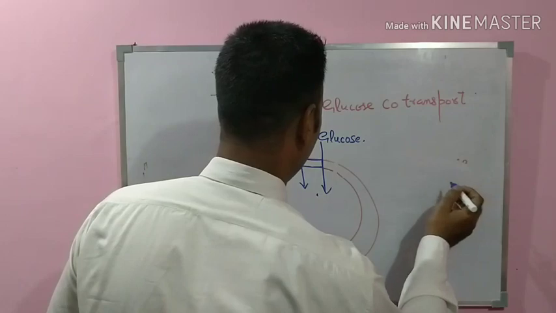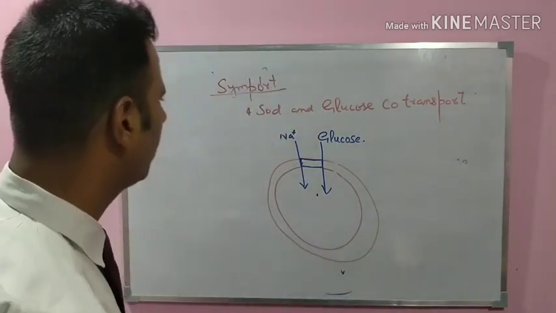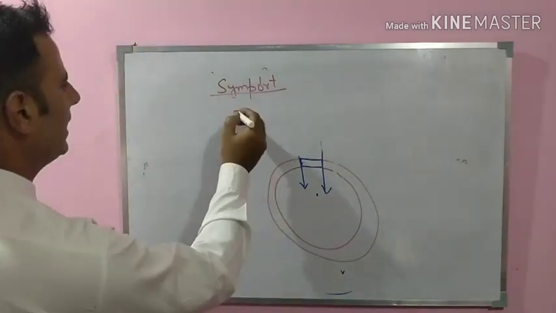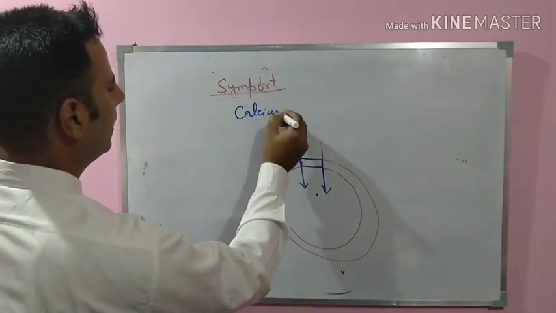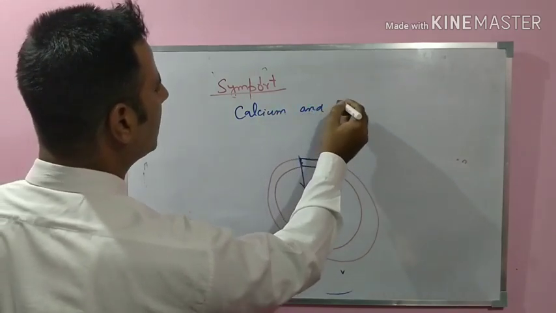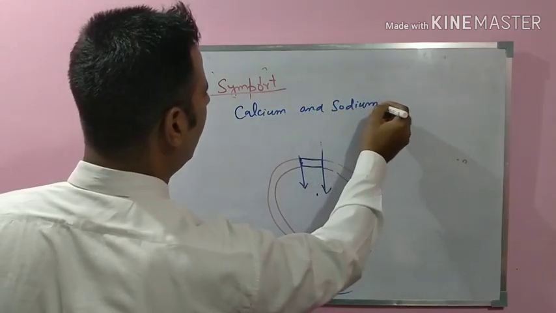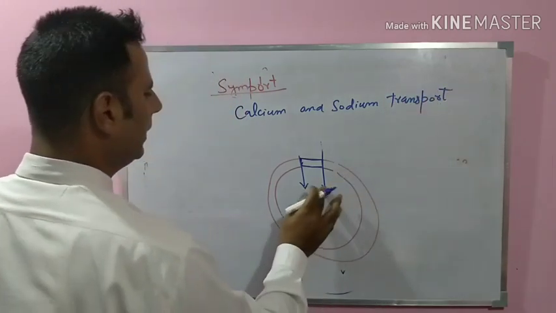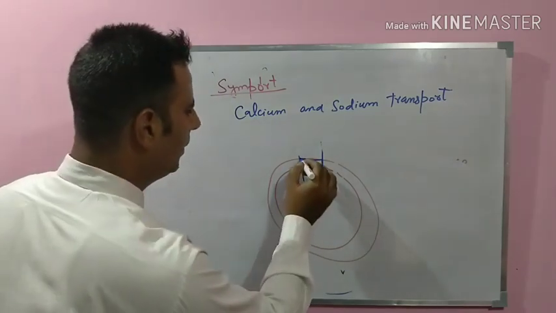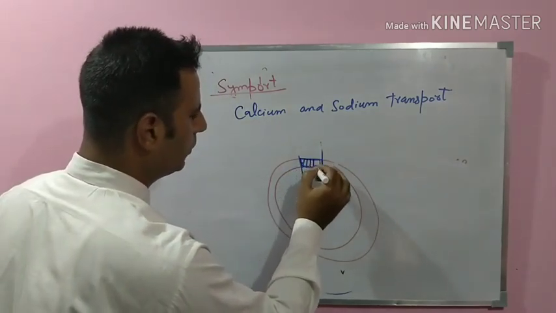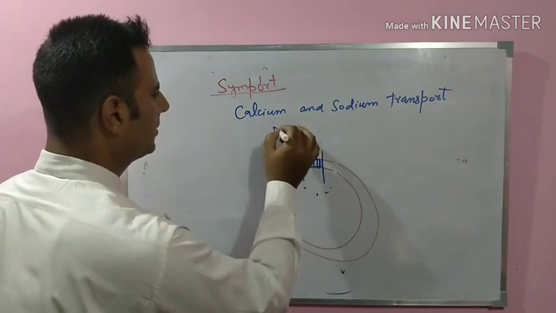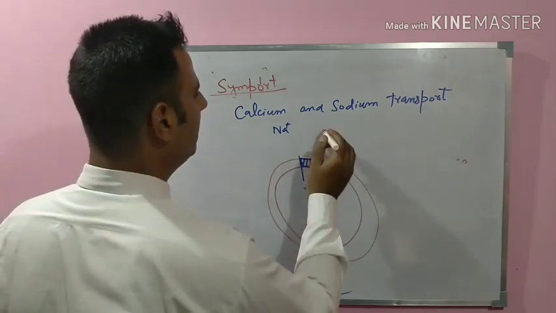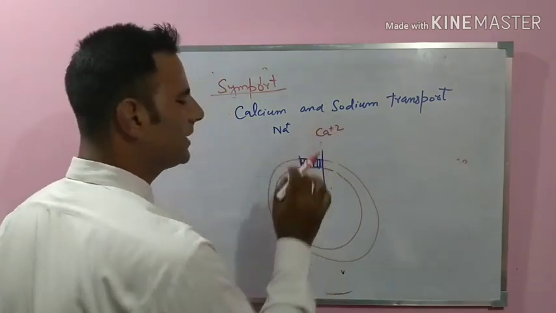Similarly, we have antiport. Let's make another example. For antiport, we have one more example, which we call calcium and sodium transport. It is taking place in heart cells. Again, here we have a carrier protein, a co-transporter. The concentration of sodium is higher outside of the cell, and the concentration of calcium outside the cell is less.